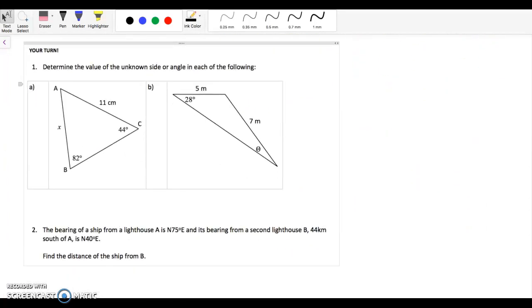Got some questions here. The first two are straight skills questions, determining the value of x and theta, the angle. And the second one just brings in the use of bearings. So I'd like you to draw a picture for question 2. Once you've formed your triangular picture, you can use the information to find the distance of the ship from B. Have a go at that now and pause the video. And once you've answered these 3 questions, come back to the video and press play and the solutions will be there. You can check your answers and bring your work to class for our following lesson.